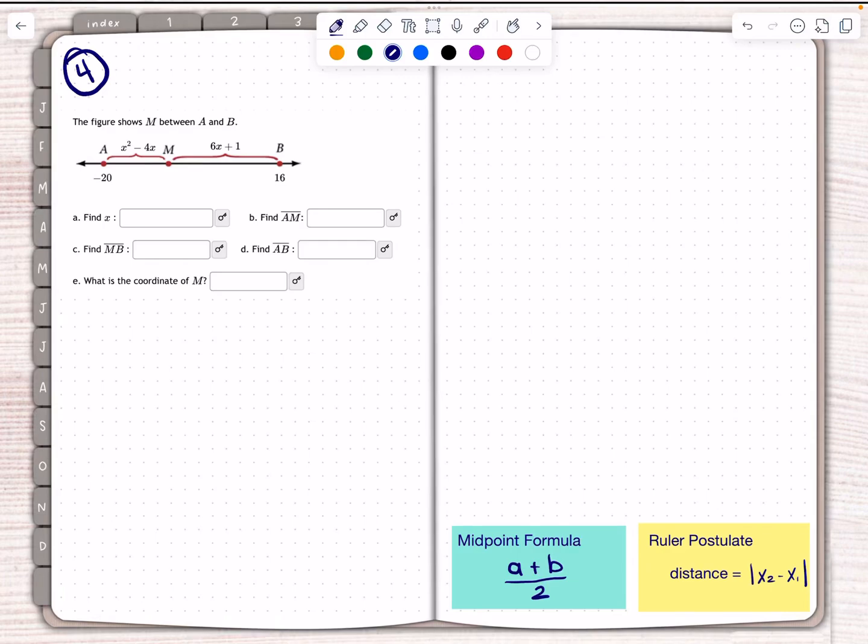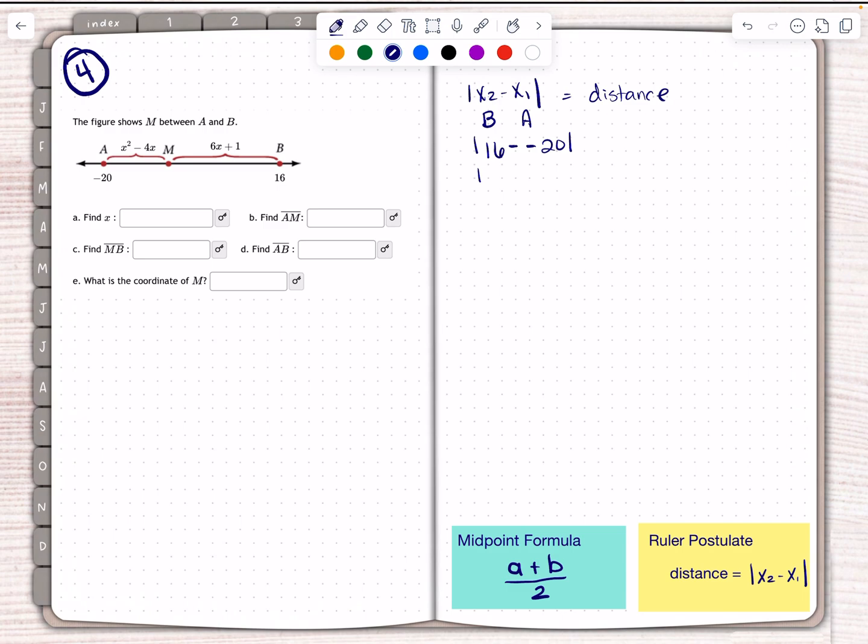Using the information on the left, we need to be able to find the value of x. Using the ruler postulate, we know that the distance between A and B is the absolute value of x2 minus x1. I'm going to use the value of B for x2 and the value of A for x1. We have the absolute value of 16 minus negative 20.